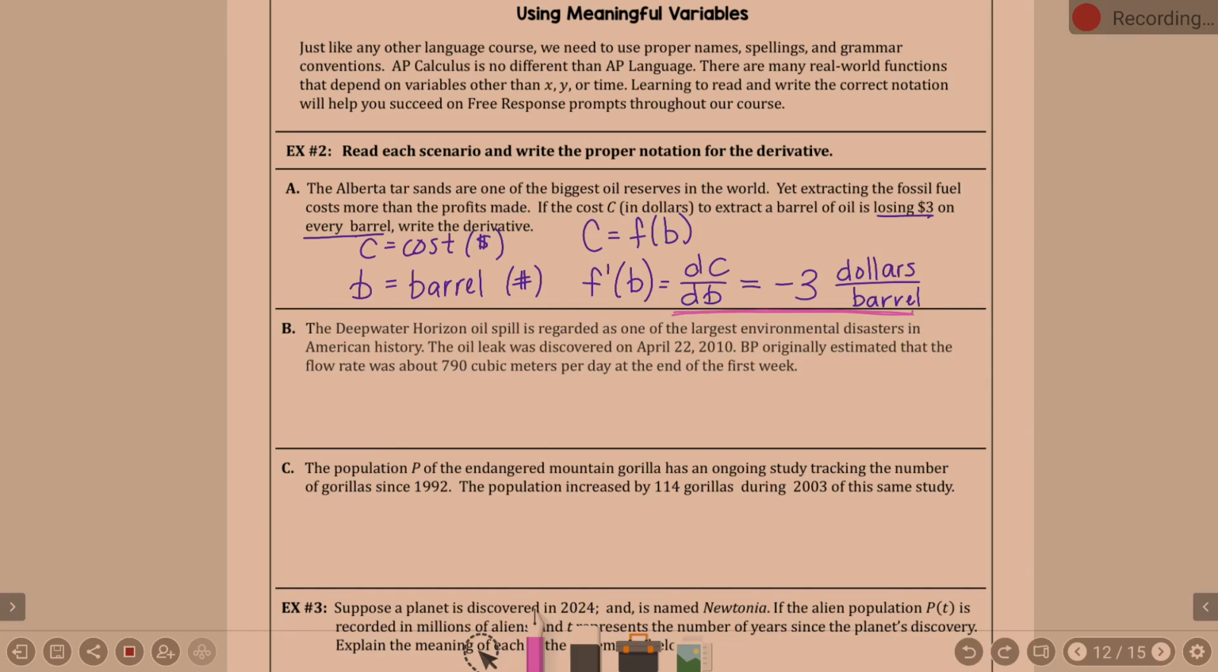Okay. B. The Deepwater Horizon oil spill is regarded as one of the largest environmental disasters in American history. The oil leak was discovered on April 22, 2010. BP originally estimated that the flow rate was about 790 cubic meters per day at the end of the first week.